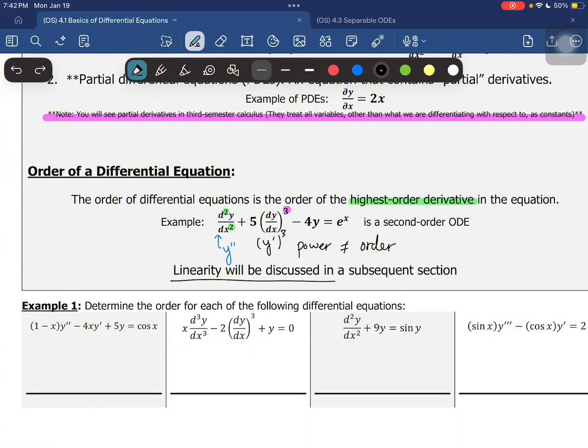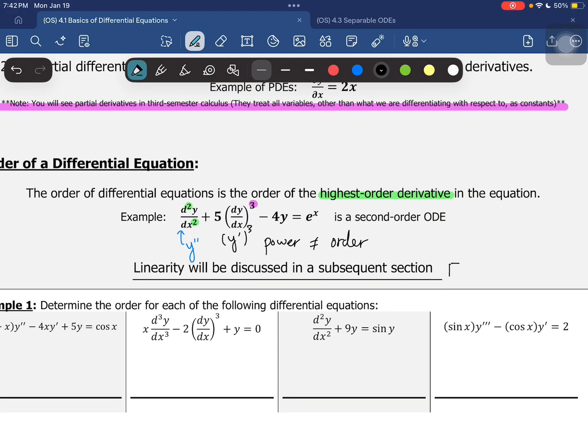And for linearity, we will be covering this in a subsequent section, and that is section 4.5.